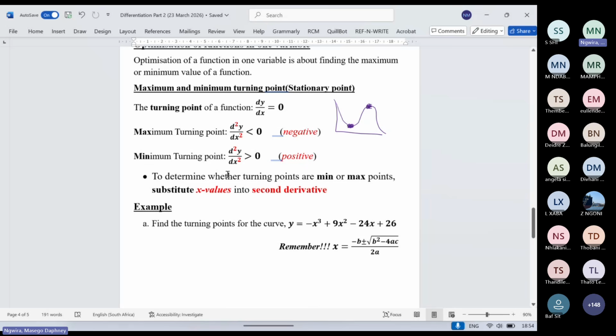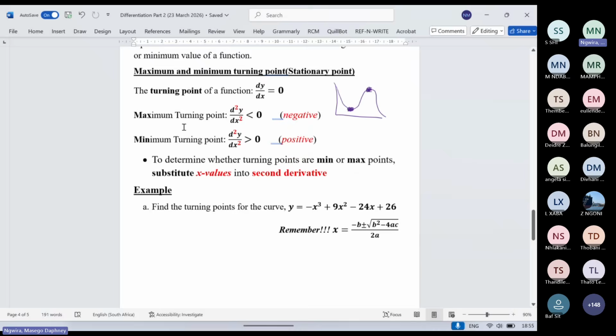They're saying that to determine whether the turning points are minimum or maximum points, you substitute the x value into the second derivative. Again, I'm going to show you what I mean by these notes, because when they're like this, they don't make sense. But I think with the calculations, you'll be able to make sense.